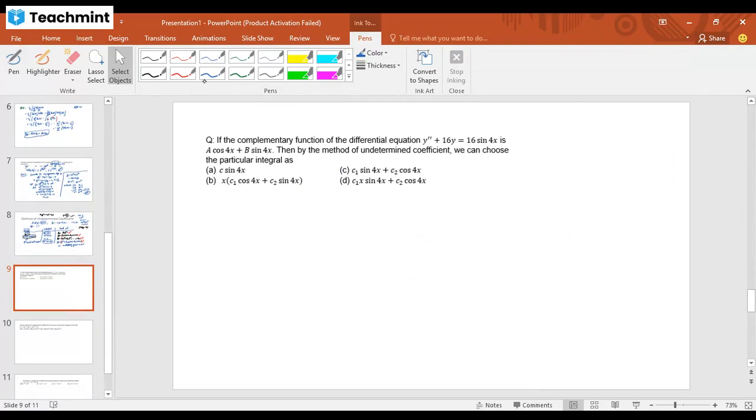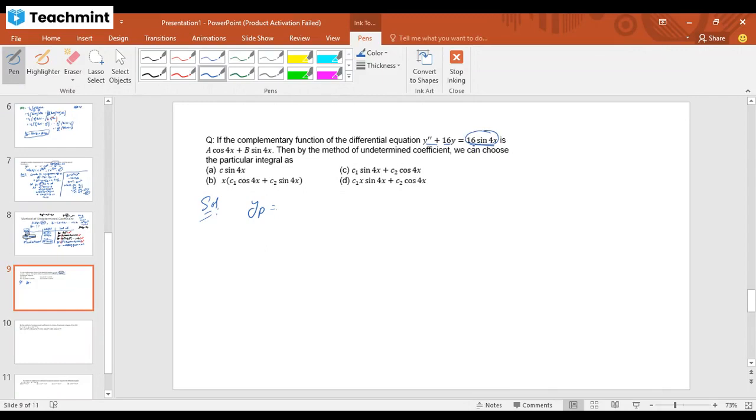Okay, so suppose we consider this question here. The question is, if the complementary function of the differential equation y double dash plus 16y equals 16 times sine 4x is given to us, then by the method of undetermined coefficients, what is the choice of the particular integral? So how do we choose the particular integral? It depends upon the nature of the non-homogeneous function. So what is our non-homogeneous function?